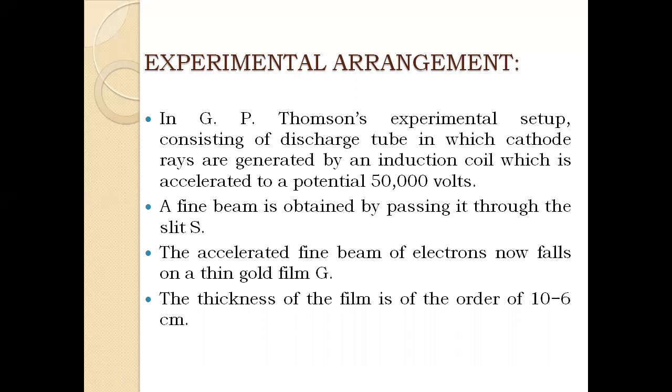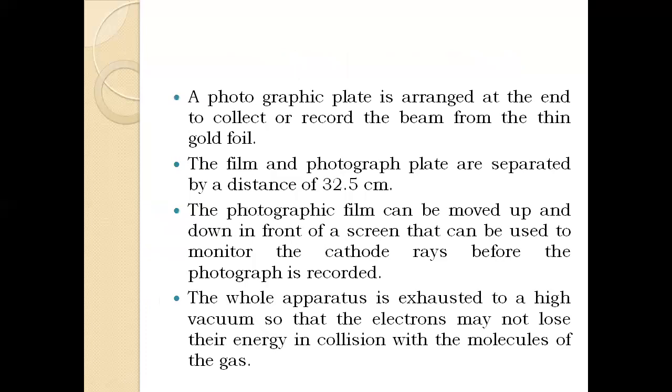That fine beam of cathode rays is made to fall on a thin gold film G, whose thickness will be in the order of 10 power minus 6 centimeters. So whatever gold foil we are considering here, its thickness should be in the order of 10 power minus 6 centimeters. The photographic plate is arranged at the end to collect or record the beam from the thin gold foil. The distance from the gold foil to the photographic plate will be about 32.5 centimeters. This distance will be utilized to calculate the wavelength of those electron beams or the cathode rays.